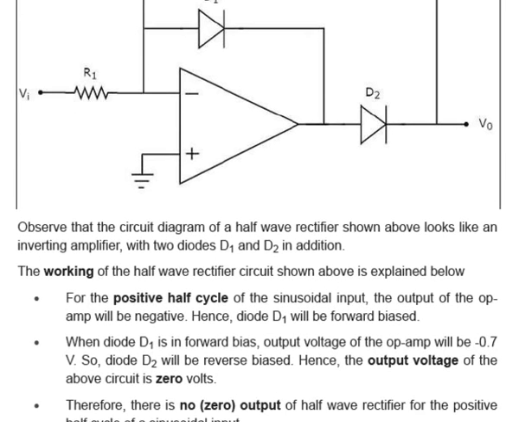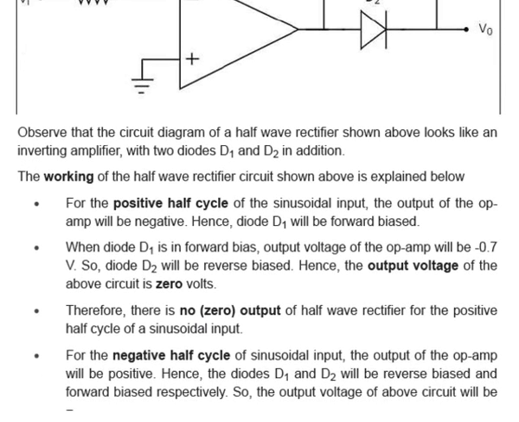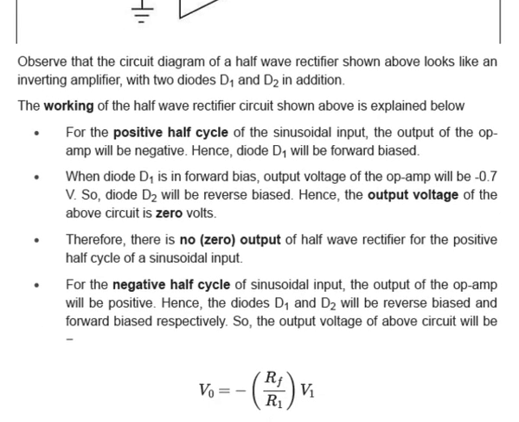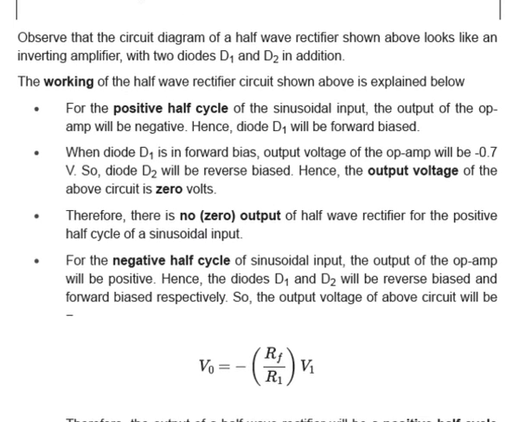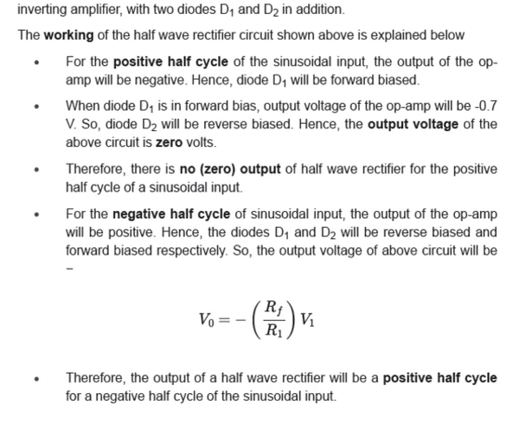Now for the negative half cycle of the sinusoidal input, the output of the op-amp will be positive, hence diode D1 and D2 will be reverse biased and forward biased respectively. So the output voltage of the circuit will be V0 equals minus Rf by R1 into Vi. Therefore the output of the half wave rectifier will be a positive half cycle for a negative half cycle of the sinusoidal input.